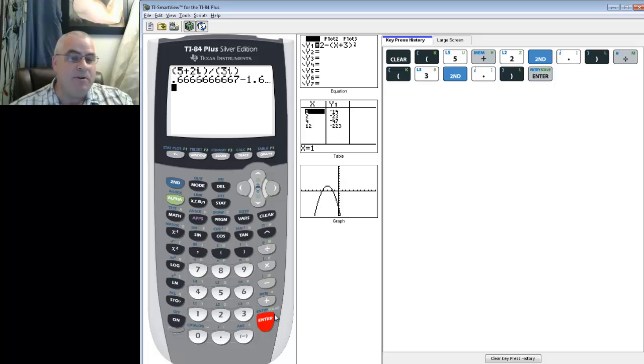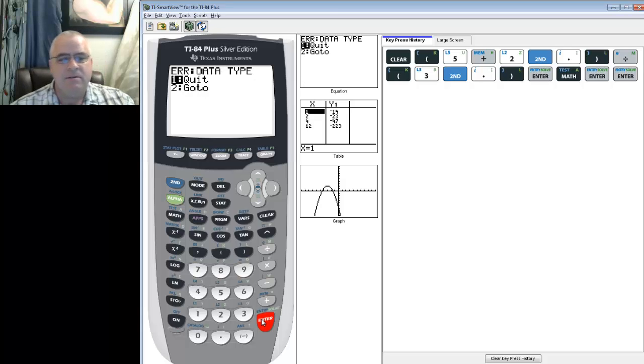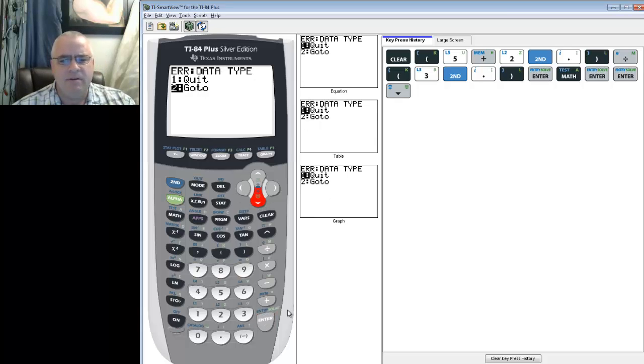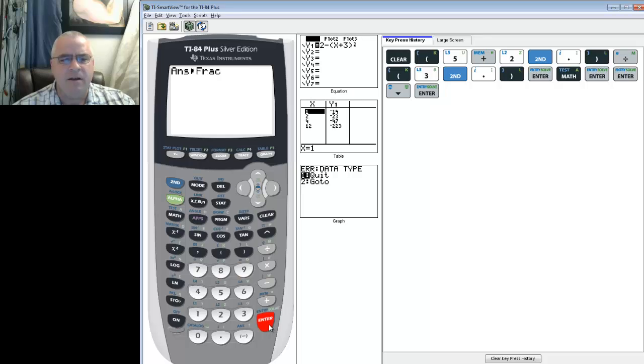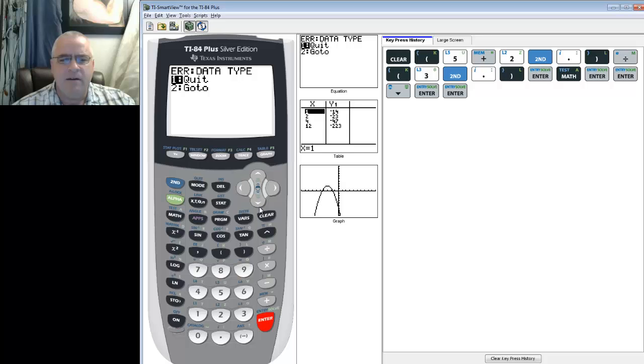If you remember from earlier in the course, whenever we get decimals, we can change decimals to fractions by doing math, enter. Yep. What did I do wrong? That's interesting. Let me try it again. Second enter.